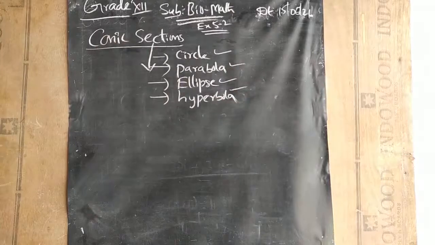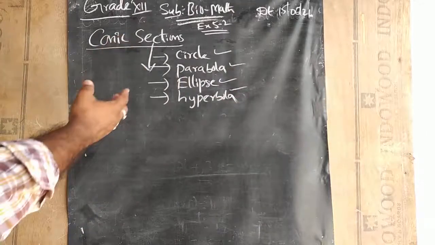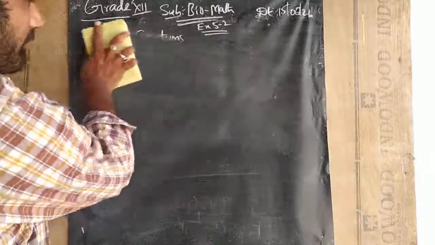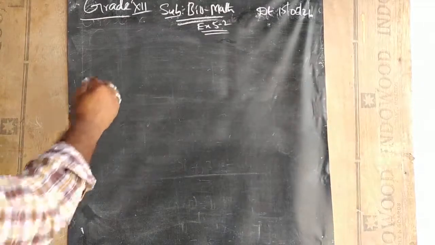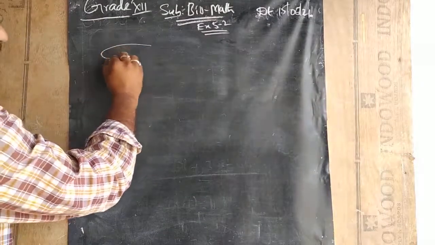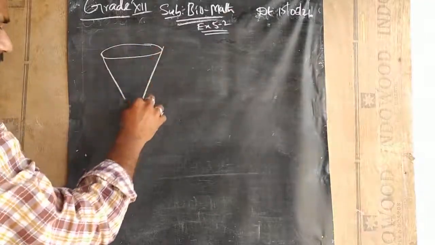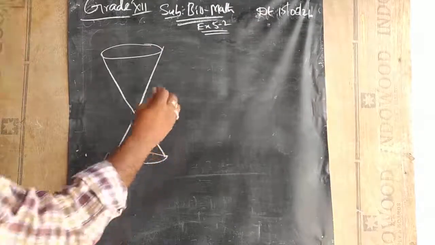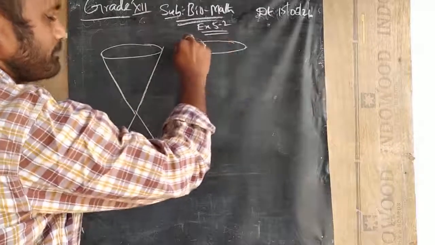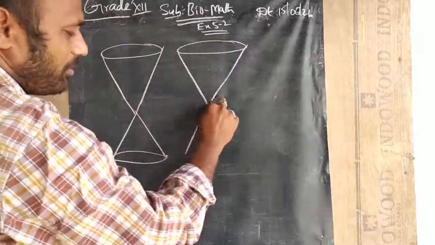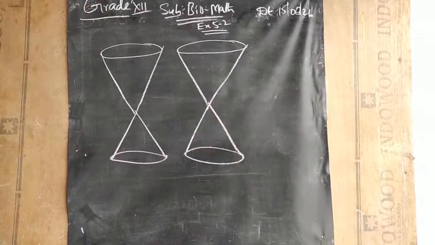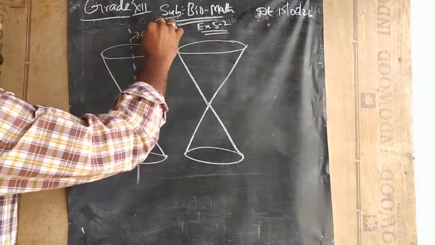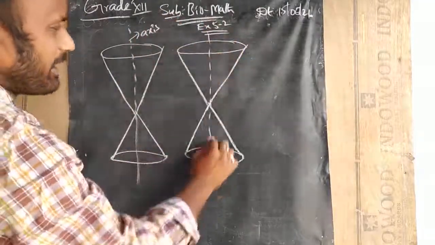Now let us see, by using cones, how we are going to get these shapes. For that, we will be taking two cones which are inverted opposite to each other, joined like this. This is one, and this is the second. Okay, observe here. And this we are going to call an axis.